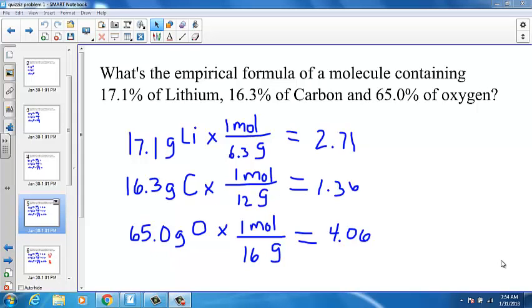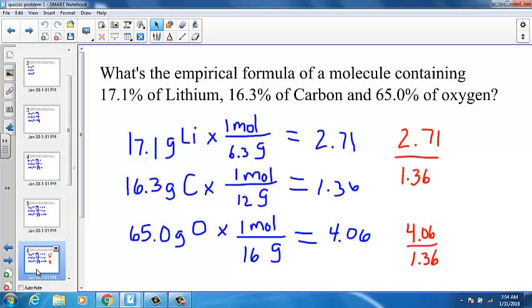So now that I've got these numbers, what am I going to do with them? It's always each other number over the smallest number of moles. So 1.36 is the smallest, so I do 2.71 over 1.36 and 4.06 divided by 1.36. So when I divide those out, do I have even numbers or not? Well, the first one is 1.99. I'd say that's close enough to 2. Anytime you're within hundredths of a whole number, you can say it's a whole number. So 1.9 something or 1.0 something.